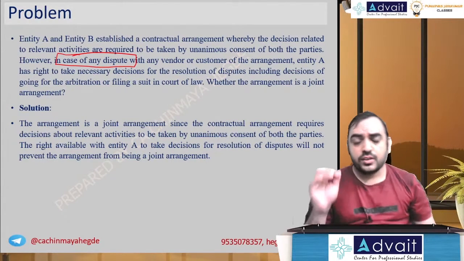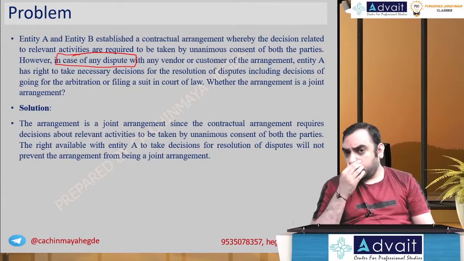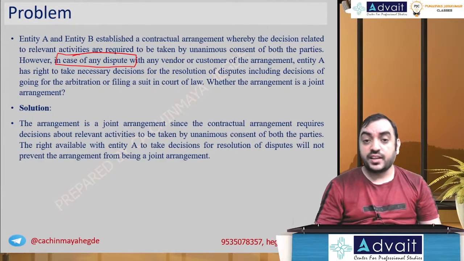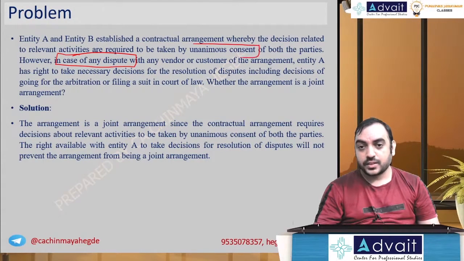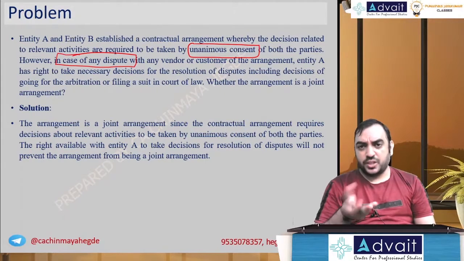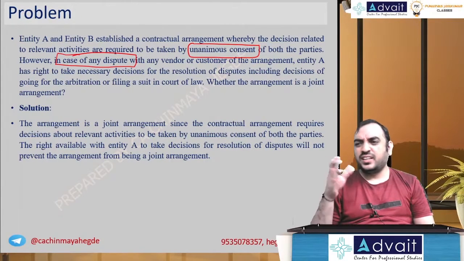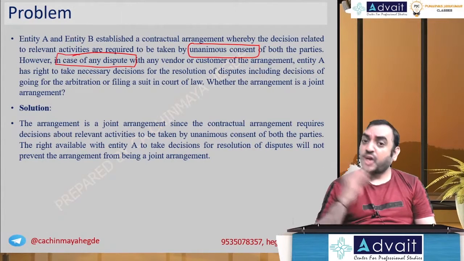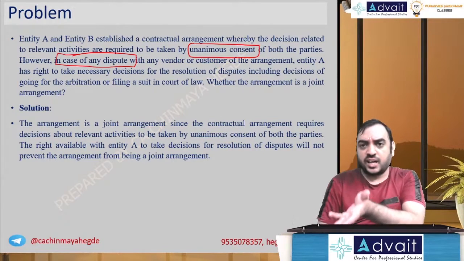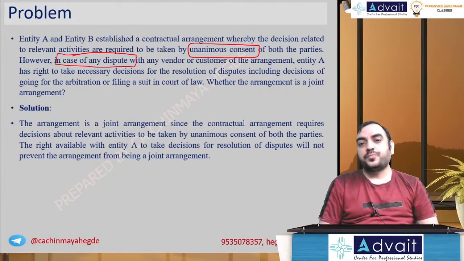Now, A Limited, B Limited will make the decision together and it requires unanimous consent. But in case of a dispute with a vendor, a dispute with a customer, if you have a difference of opinion, some price negotiation differences, some kind of problem with the vendor or customer, A Limited can go to court separately, like arbitration separately, they can make a decision.